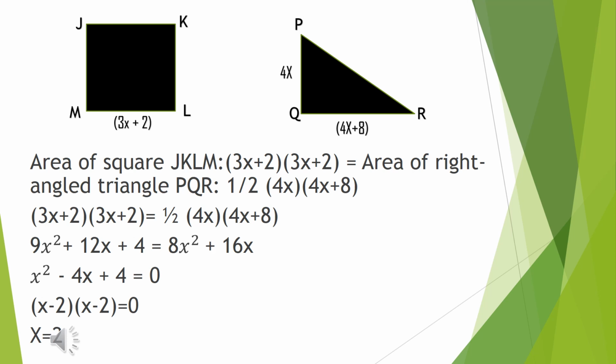And then we get the final equation, 9x squared minus 4x plus 4 equals 0. And then we solve the equation and we get the answer of x equals 2. That solves the first part of the question. And then we still need to find the perimeter of the square JKLM.